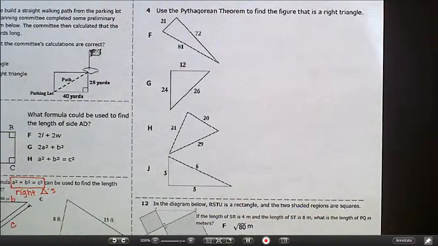Okay, let's see. Use the Pythagorean theorem to find the figure that is a right triangle. So, we're not actually solving the Pythagorean theorem right now. You're not going to do that at all today. So we're not looking for any missing sides. We're just going to be plugging these numbers into our formula to see which set of numbers actually works.